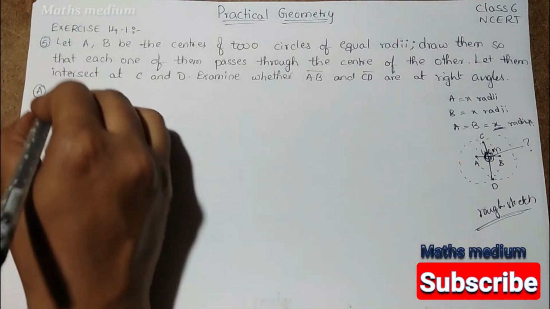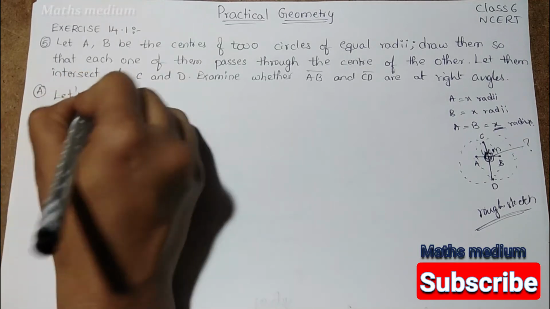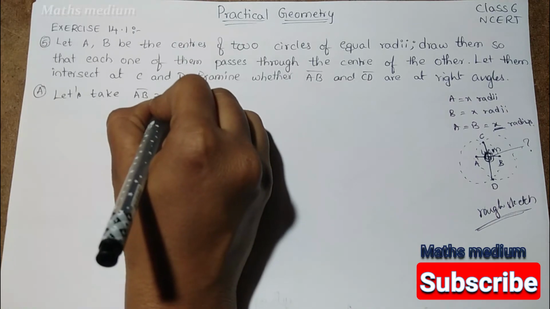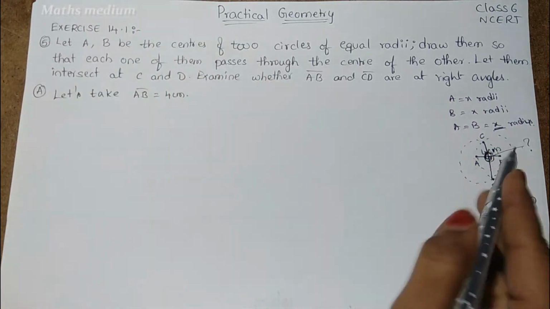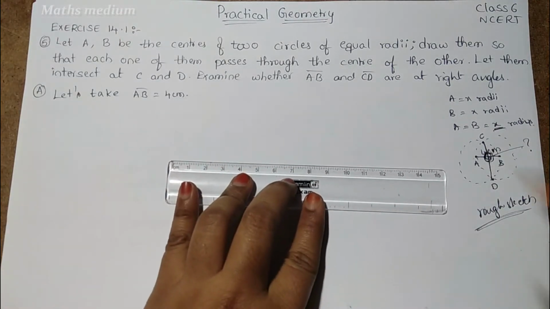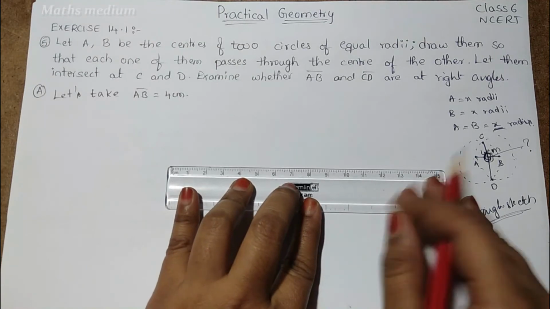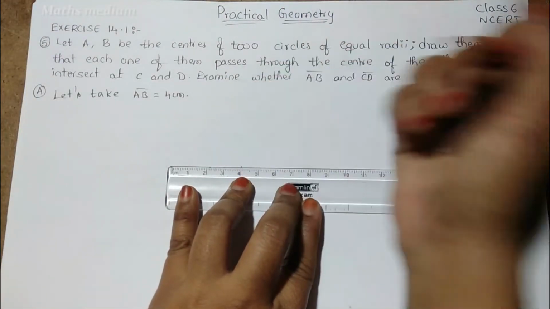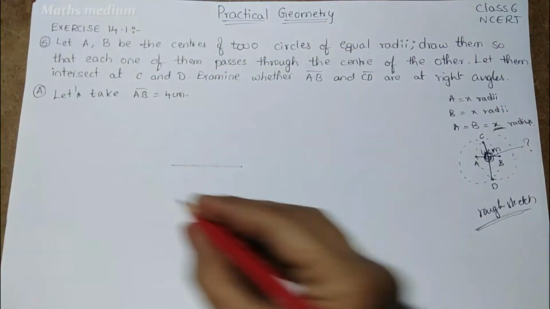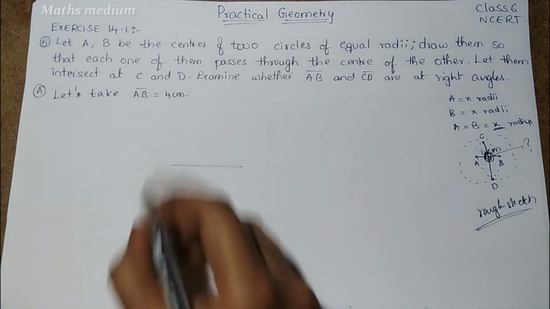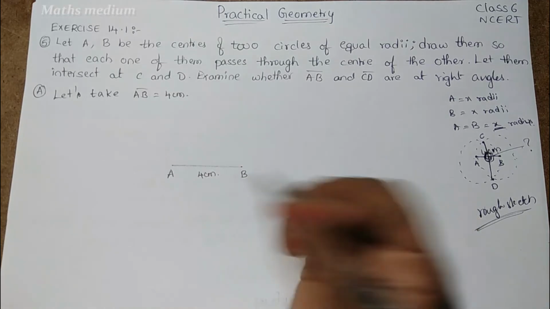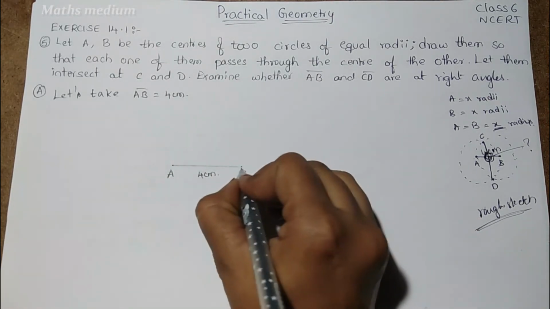So let's take AB bar equal to 4 centimeters as per our rough sketch. Now take the scale and I am drawing, this is 4 centimeters and this is 0. It means 0 to 4. This is called A and this is called B, with 4 centimeters. Now this is point A, this is point B.